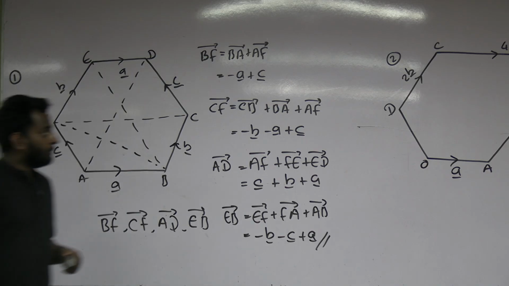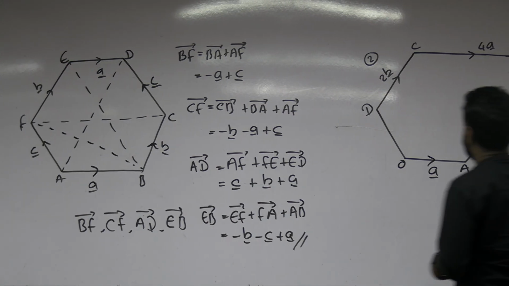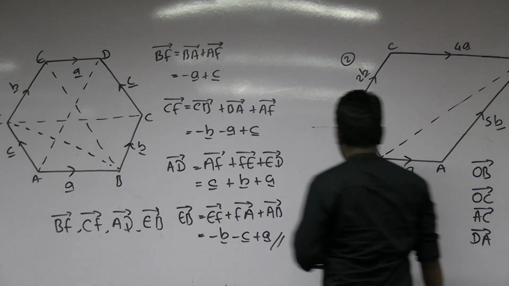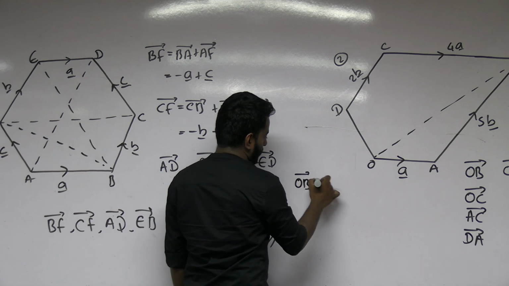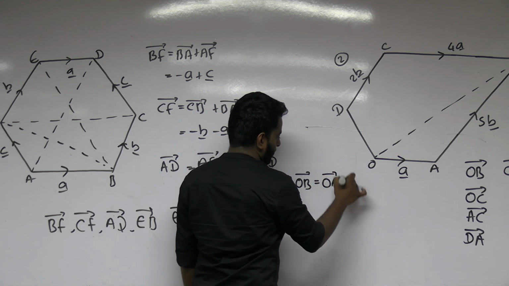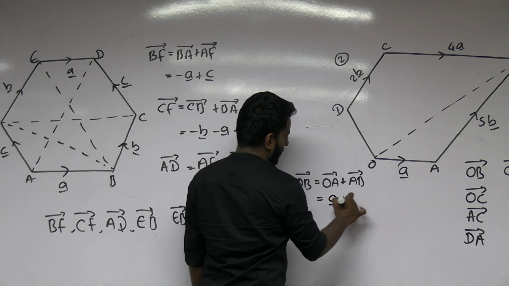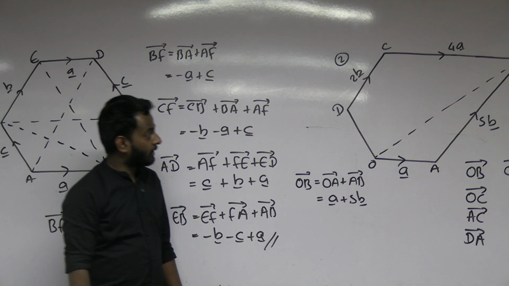Okay. So if we move on to the next, here we have OB. We'll write the vectors here. We can write OB equals OA plus AB. So OA is simple A and AB is 5B. Simple A plus 5B. Right.